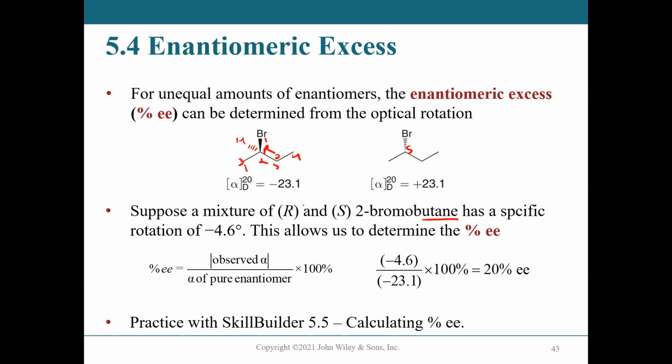So suppose a mixture has a specific rotation of negative 4.6. This allows us to determine the percent enantiomeric excess. So EE is enantiomeric excess. You just put negative 4.6 divided by the negative 2.3 times 100, and you get 20% EE. And I'll let you go ahead and put that in your calculator, see if you get the same number.